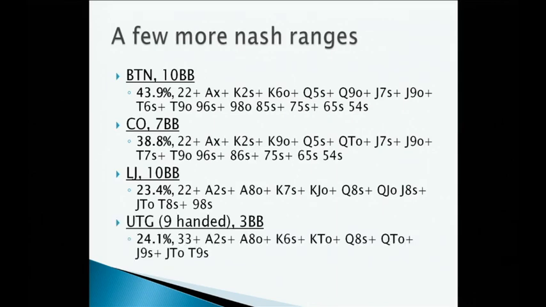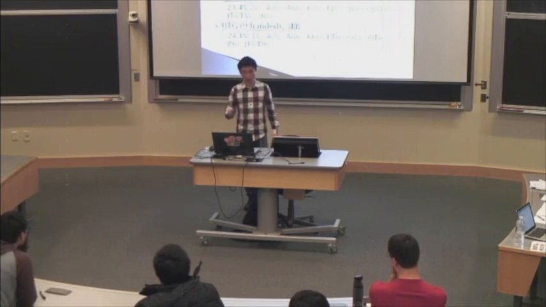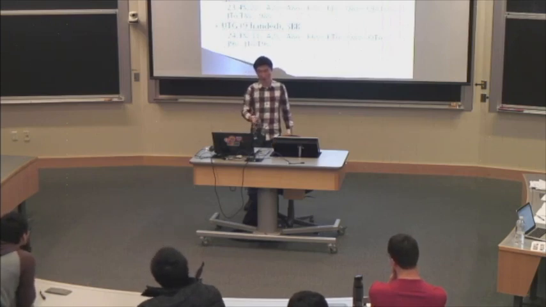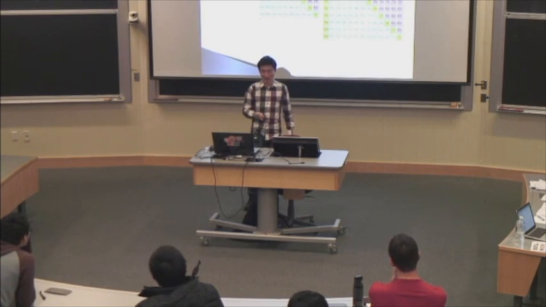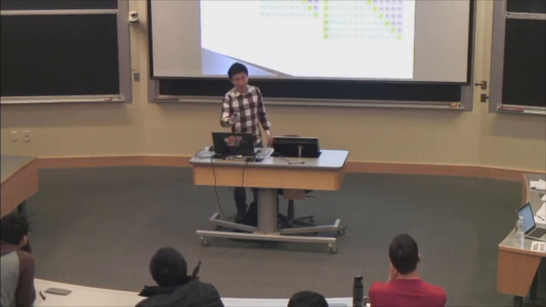But it's still nothing, not nothing. So under the gun, nine-handed, with three big blinds, it's actually pretty high. It's 24.1%. Okay. So you can go look at those on your own. You can also calculate on your own in certain websites. And yeah, so this will roughly give you an idea of the shape of the graph.